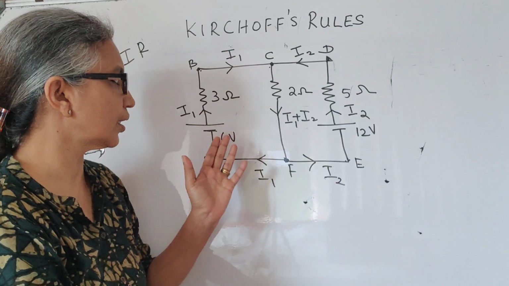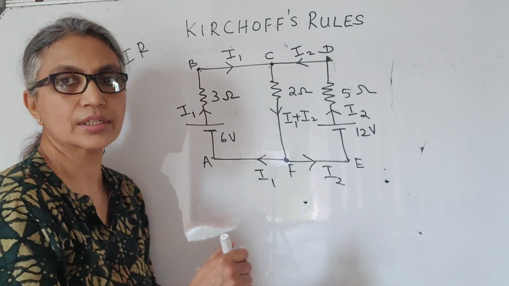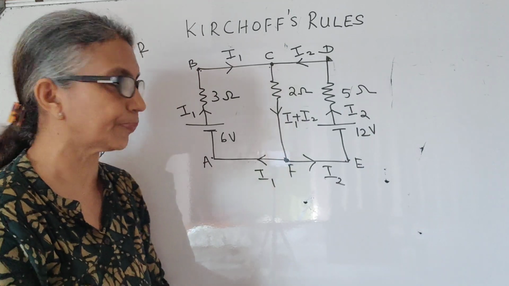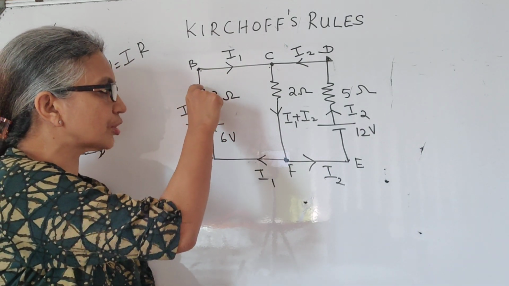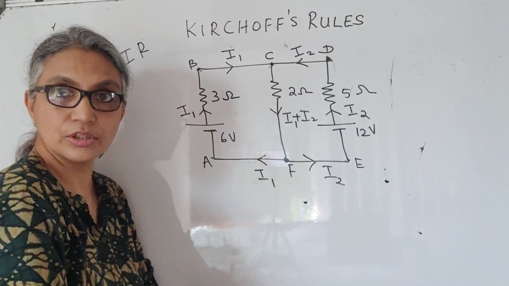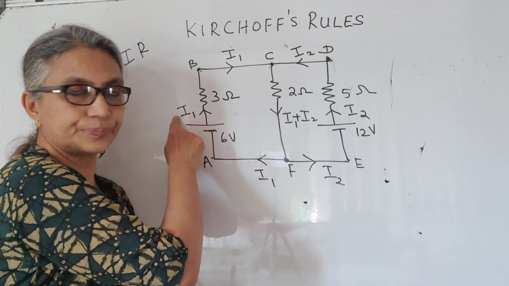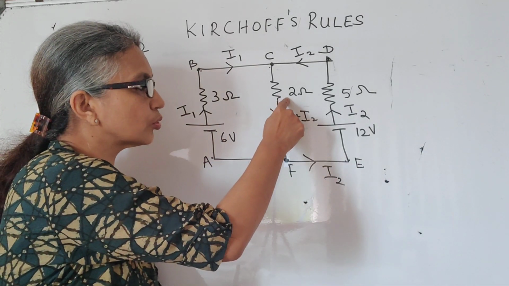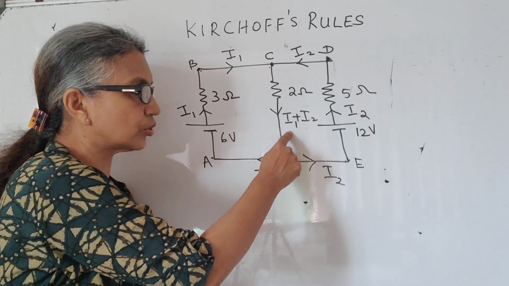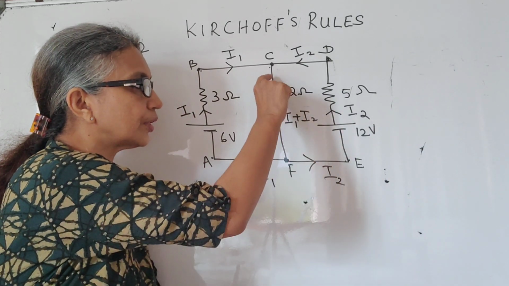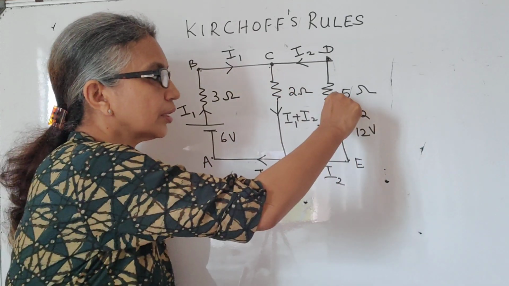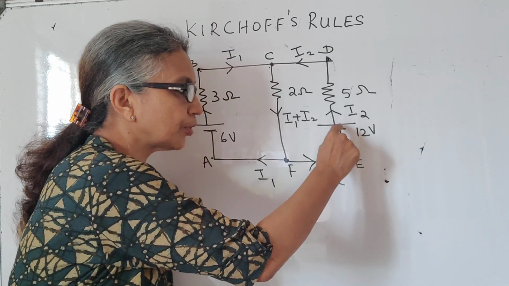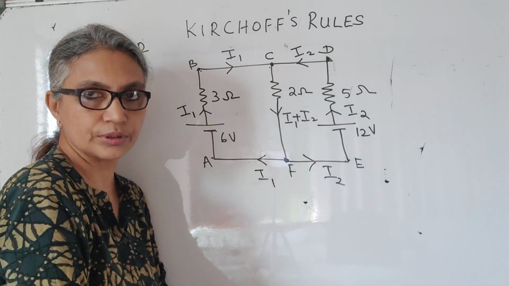In the loop rule, what it says is the potential drop across resistors and cells in a closed circuit should be equal to 0, the algebraic sum. So what we have here is this potential drop here will be, using the formula I into R, 3 I1. Then potential drop across a cell is 6 volt. Potential drop across the 2 ohm will be, the current it carries is I1 plus I2. So 2 into I1 plus I2 will be the potential drop here. Then here it will be 5 into I2 because the current through this is I2, and the potential across the cell is 12 volt.